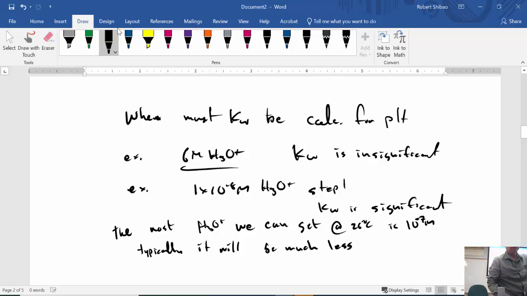So it boils down to this. 10 to the minus 8 molar HCl, yes. How about 10 to the minus 7 molar HCl? Yes. How about 10 to the minus 6 molar HCl? Maybe, maybe not. Maybe it's like one part out of 100, 1 part out of 1,000. Depends. How about 1 times 10 to the minus 5 molar HCl? Probably wouldn't worry about it. It's not going to be a very big contributor.